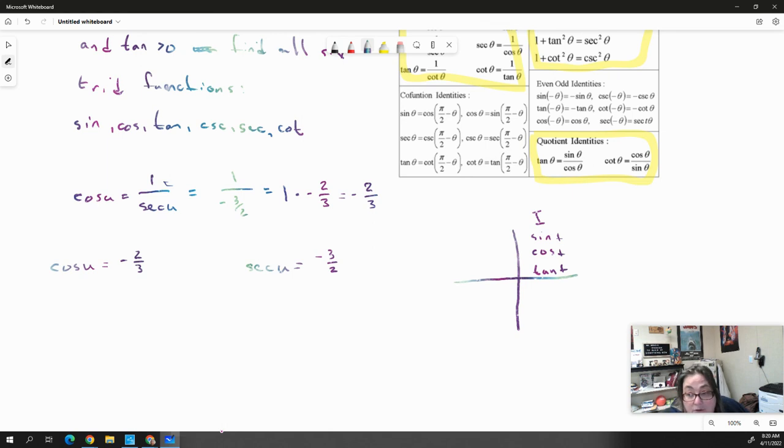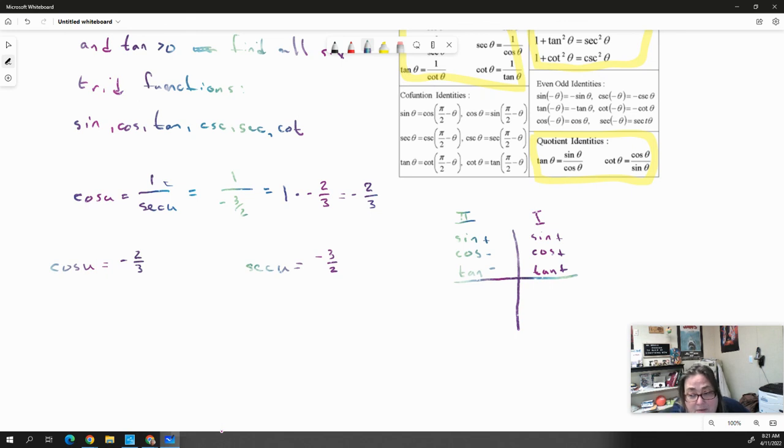In quadrant 2, we know that sine, which is y, would still be positive. Cosine, which is x, would be negative. And since tangent is sine over cosine, tangent would be negative.